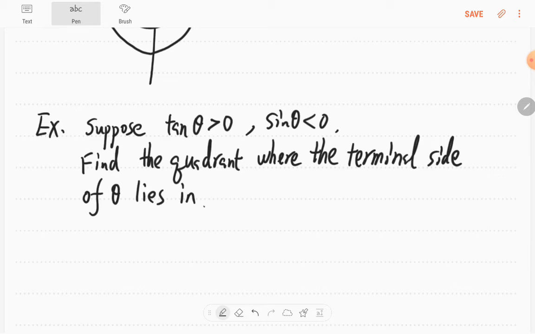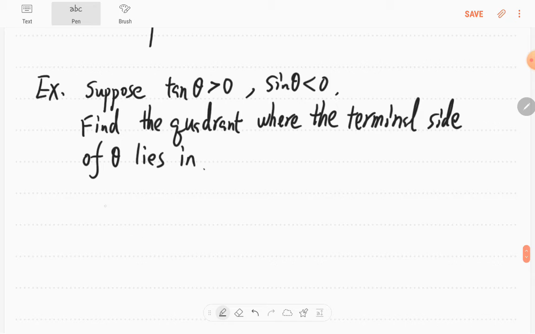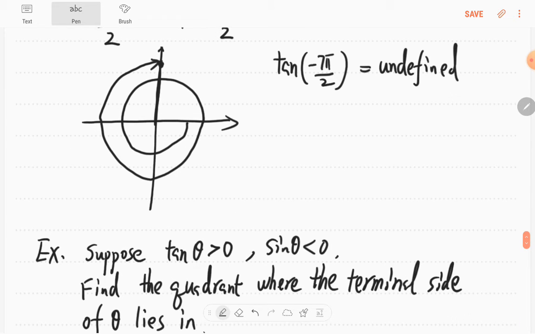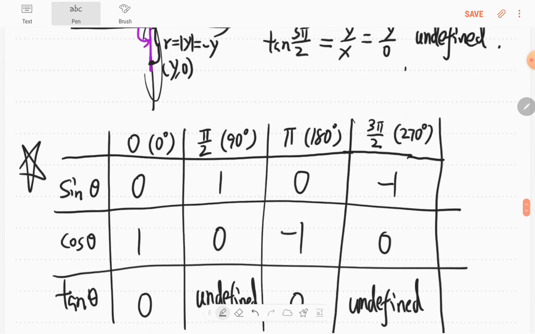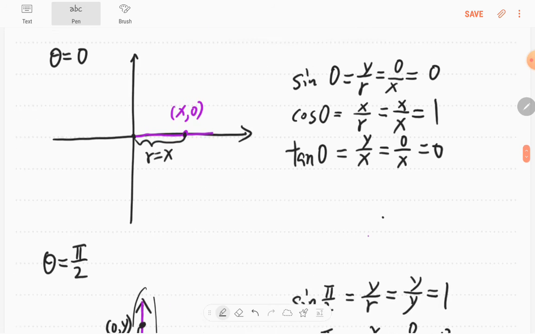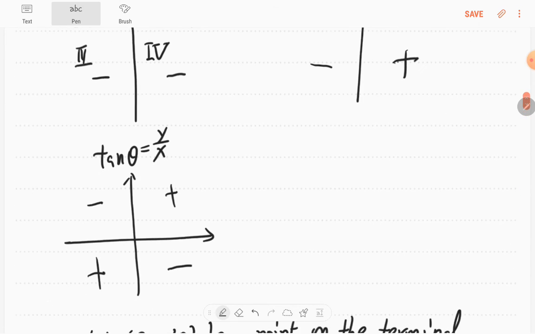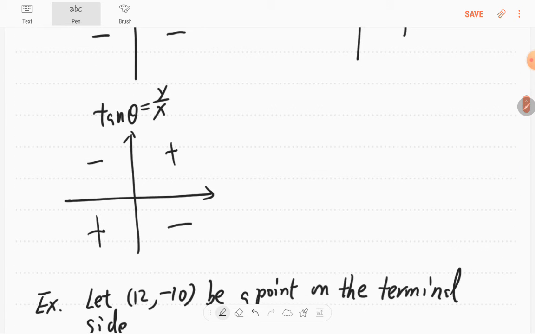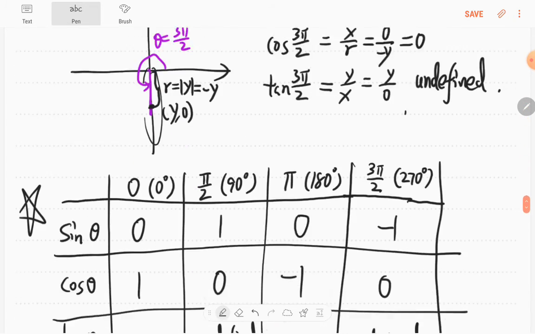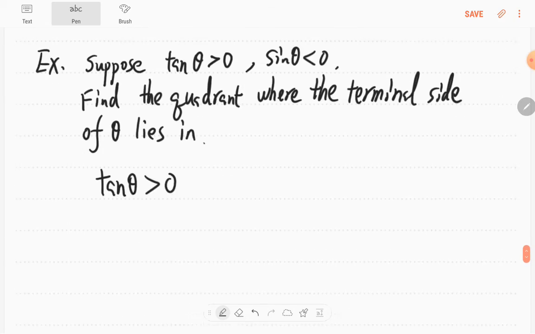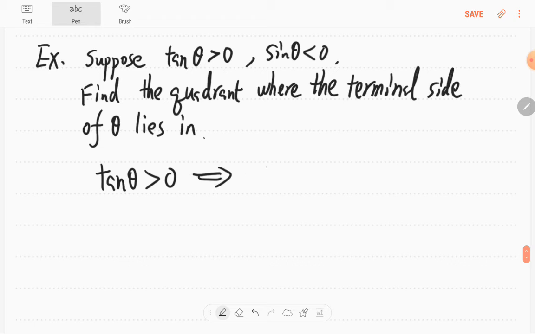Okay, so we needed to know that tangent theta greater than 0, in which quadrant the tangent theta is positive. So we needed to go back to look at the sign. So tangent is in the first and the third quadrant, right? So first and the third. So it implies that this terminal side theta is in the first and the third quadrant.